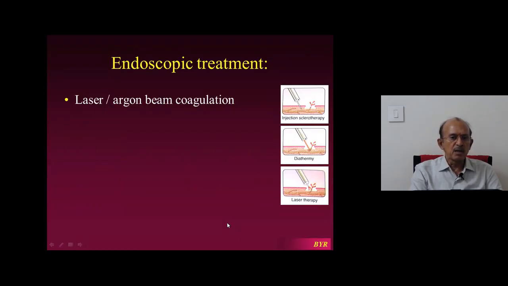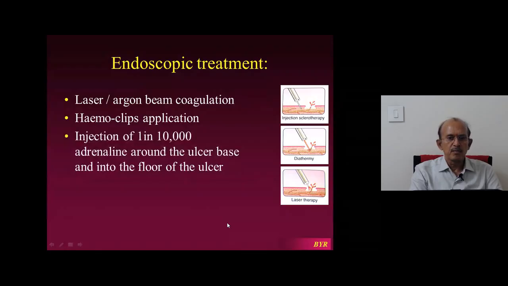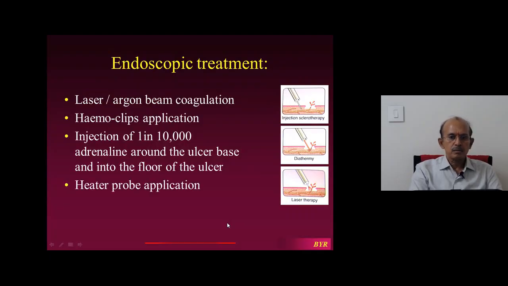So if bleeding is there, you stop the bleeding by laser or argon beam coagulation, or by application of hemoclips, or by injection of 1 in 10,000 adrenaline around the ulcer base and into the floor of the ulcer. Or you can apply a heat probe, that's called a diathermy probe, to the area that causes coagulation of the proteins there and seals the bleeding vessel. So you do one of these things, but the commonly practiced procedure is injection of 1 in 10,000 adrenaline around the ulcer base and into the floor of the ulcer.